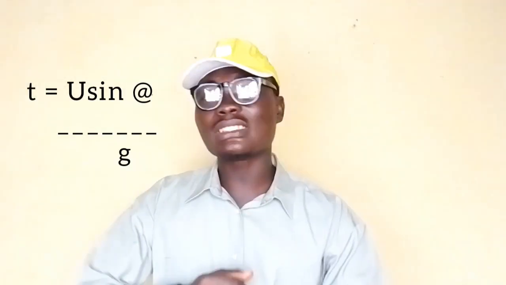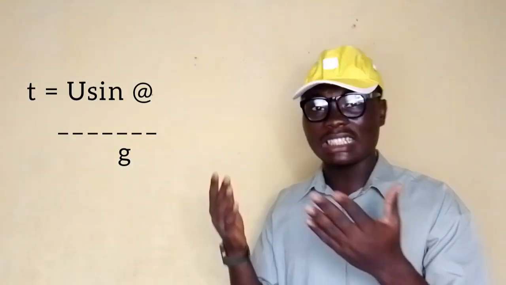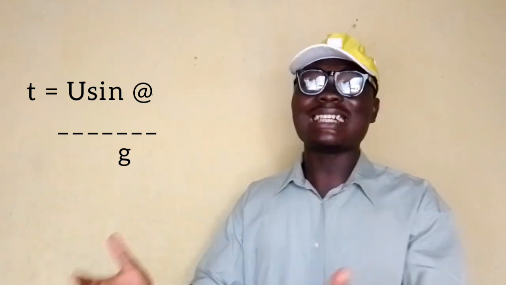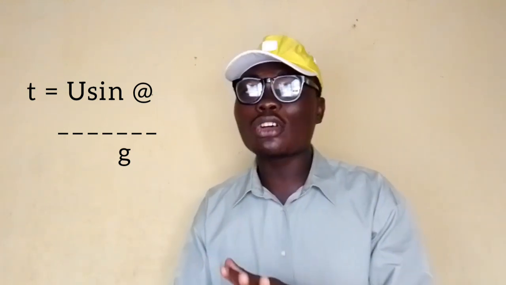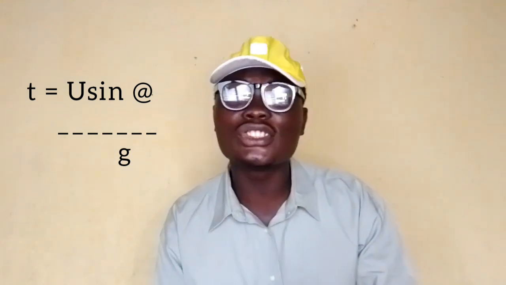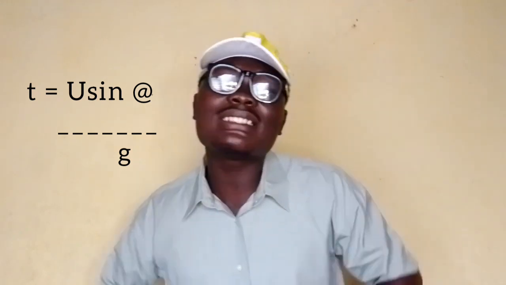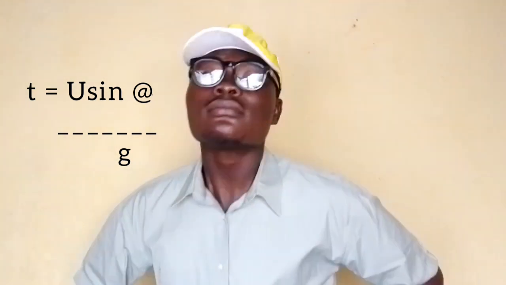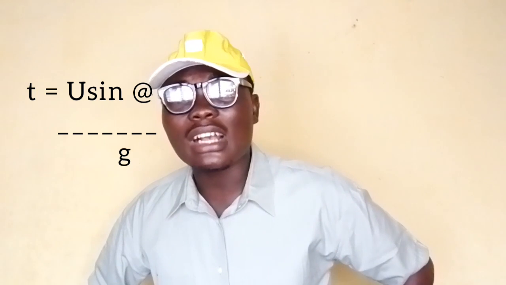For instance, you need to understand what is called the time taken to reach its maximum height. The time taken for a projectile to reach its maximum height is given by the formula u sin theta over g. U is the initial velocity, theta there is the angle of projection to the horizontal. Please, if the question gives you the angle of projection to the vertical, convert it to the one to the horizontal.